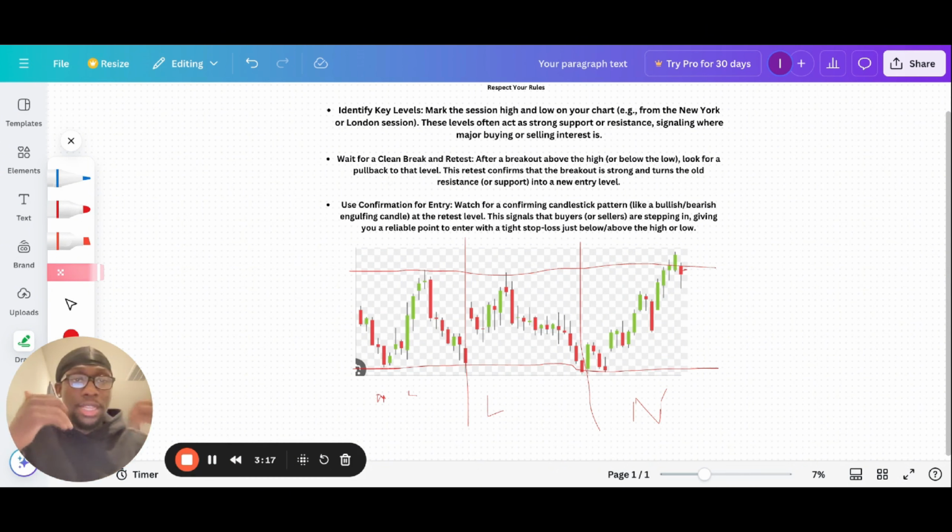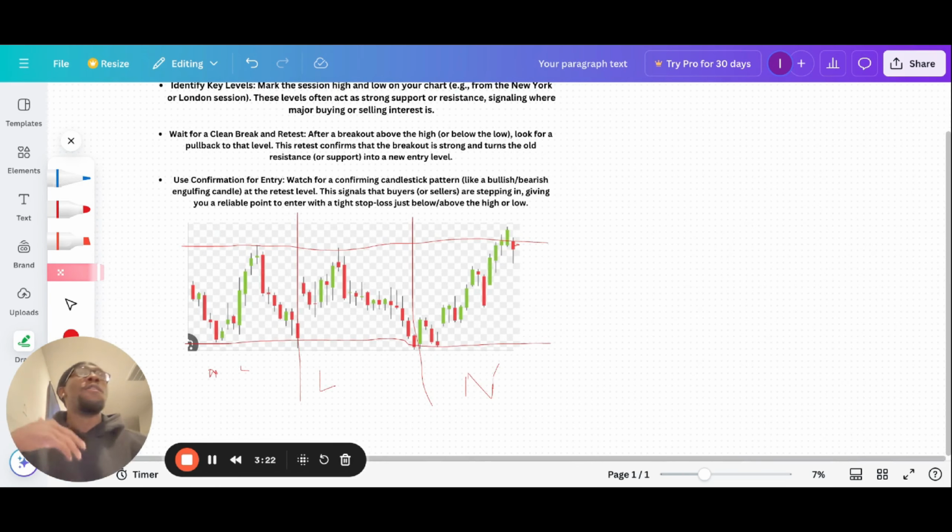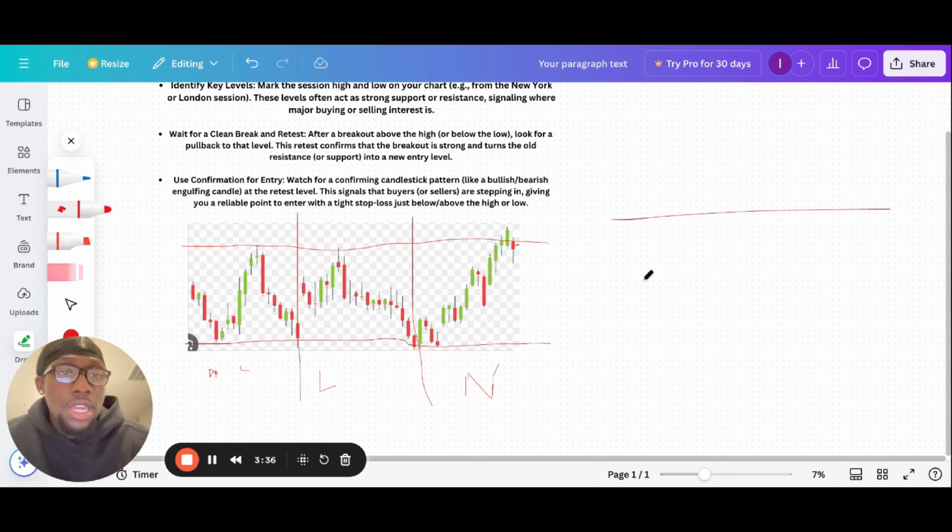Retest confirms that the breakout is strong and turns the old resistance into support. So you actually see this in most of your session openers. Within the first 15 minutes of the open, it usually lets you know what we predict the market is going to do in the beginning. So let's say this is your first 15-minute drawout, right?